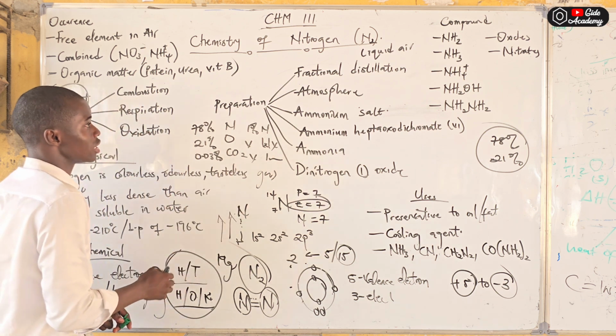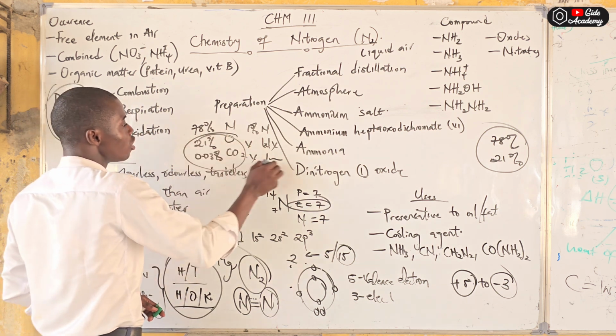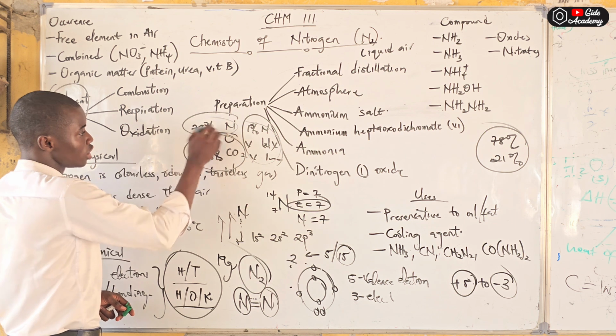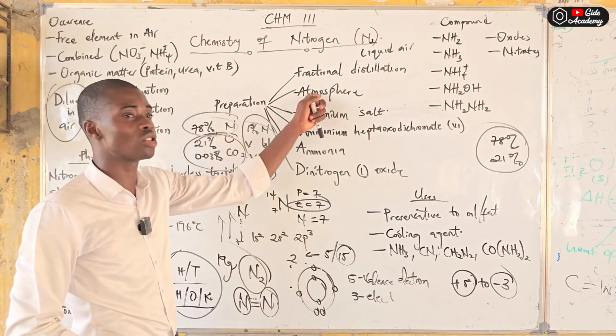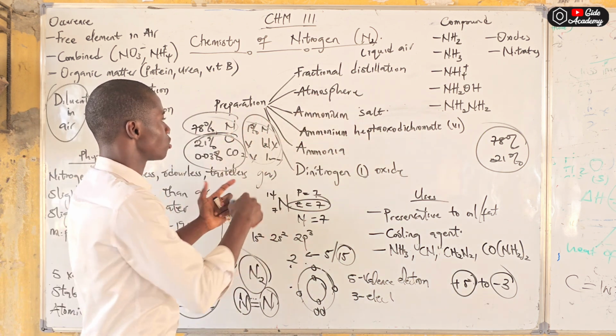So what you do is that if you can remove all these things from the atmosphere, what's remaining is nitrogen. So you can actually get nitrogen from the atmosphere by removing the other substances from it.